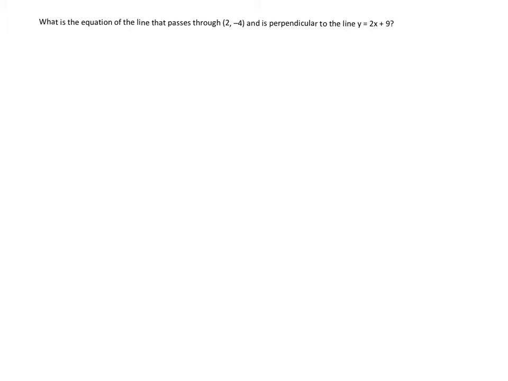Alright, this video is similar to the last one in that we're trying to find the equation of a line. In this case, it's perpendicular to 2x plus 9. So the rule on lines that are perpendicular to each other: parallel lines have the same slope. Perpendicular lines, if the slope of one line is a, the other one is going to be negative 1 over a. We call it the negative reciprocal.